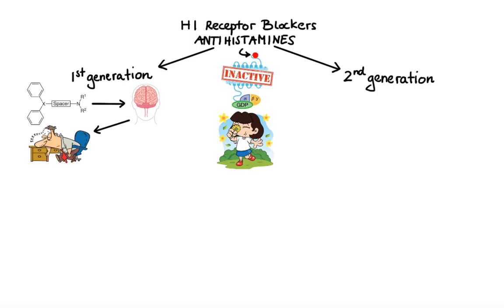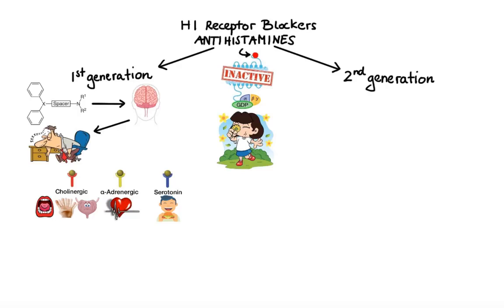Additionally, first-generation agents have relatively poor H1 receptor selectivity, and as a result, they are capable of occupying other receptors, such as cholinergic, alpha-adrenergic, and serotonin receptors. This leads to a number of side effects. For example, blockade of cholinergic receptors may cause dry mouth, blurred vision, and urinary retention. Blockade of alpha-adrenergic receptors may cause hypotension and reflex tachycardia. And lastly, blockade of serotonin receptors may cause increased appetite.